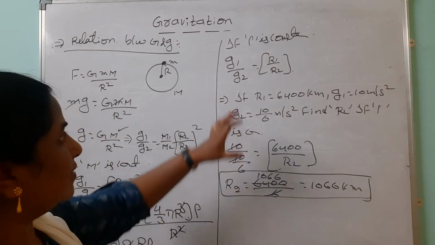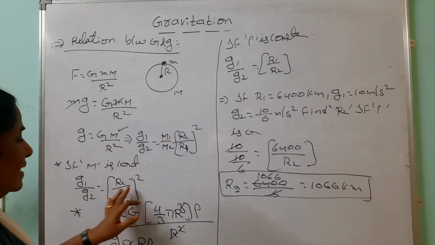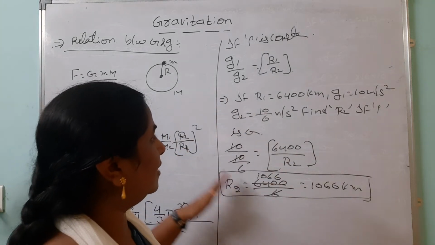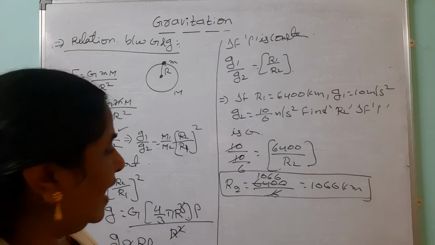So the main thing is which parameter is constant. If mass is constant, you can go through this: g is inversely proportional to R square. If density is constant, we can go through this one. So this is the relation between small g and capital G.